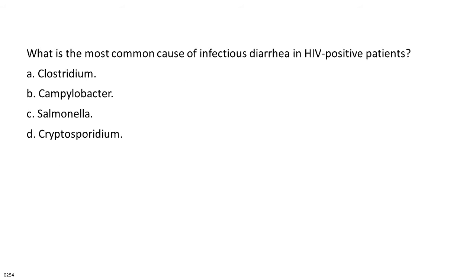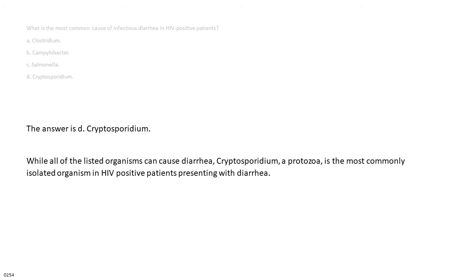What is the most common cause of infectious diarrhea in HIV-positive patients? A. Clostridium. B. Campylobacter. C. Salmonella. D. Cryptosporidium. The answer is D. Cryptosporidium. While all of the listed organisms can cause diarrhea, Cryptosporidium, a protozoa, is the most commonly isolated organism in HIV-positive patients presenting with diarrhea.